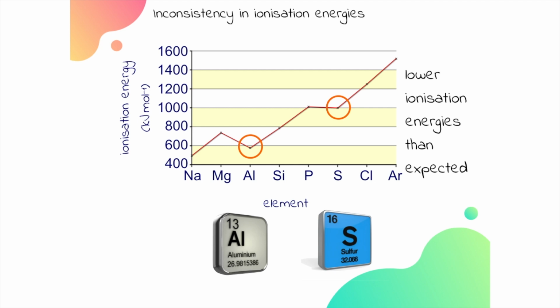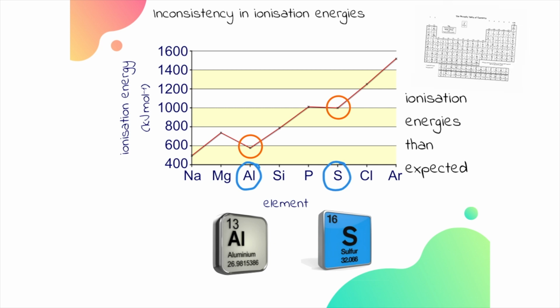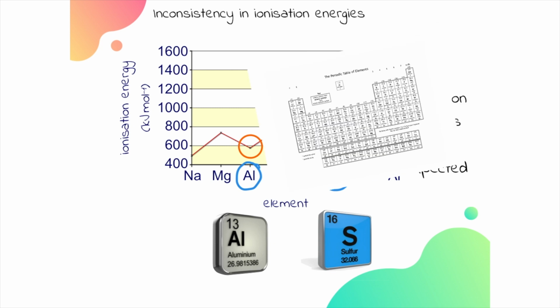We have two exceptions to the trends of ionization energy. These exceptions are here for aluminium, or generally speaking, group 3 or 13 of the periodic table, and the other one comes from the elements in group 16, that's the group of sulfur. So these exceptions occur wherever you move from group 2 to group 13, or whenever you move from group 15 to group 16.